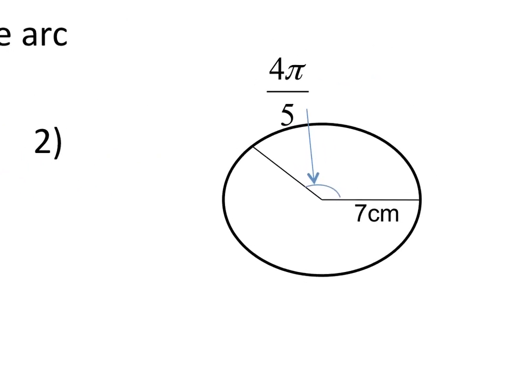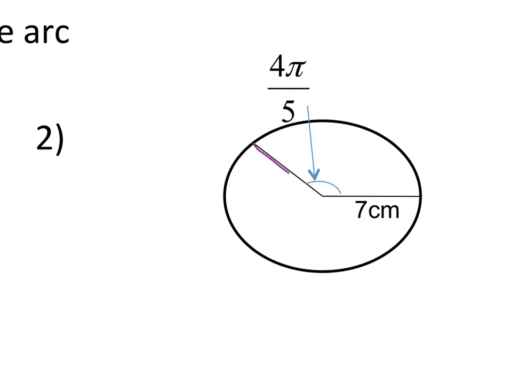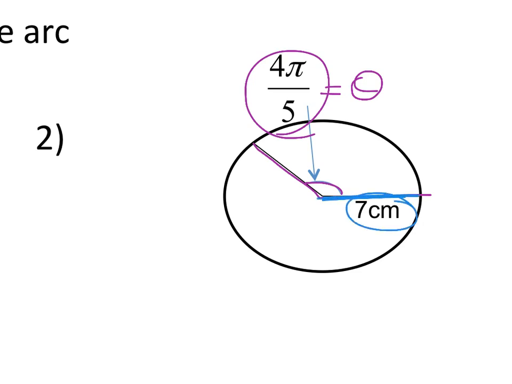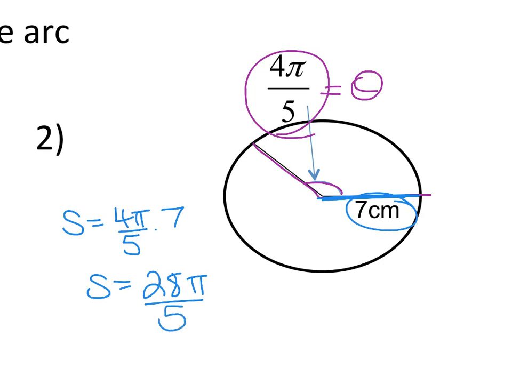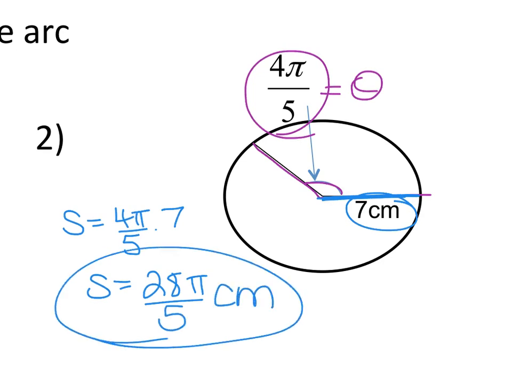For number 2, now we're given the picture. So this is my central angle here, which is 4 pi over 5. That's going to be in radians already, so this is theta. And then this measurement here is my radius. So I already have everything I need. I just have to multiply it out. Theta, 4 pi over 5 times 7. And I can't simplify it by cross canceling. So I'm going to say that 4 times 7 is 28 pi over 5. And this time they gave me a unit, so centimeters.